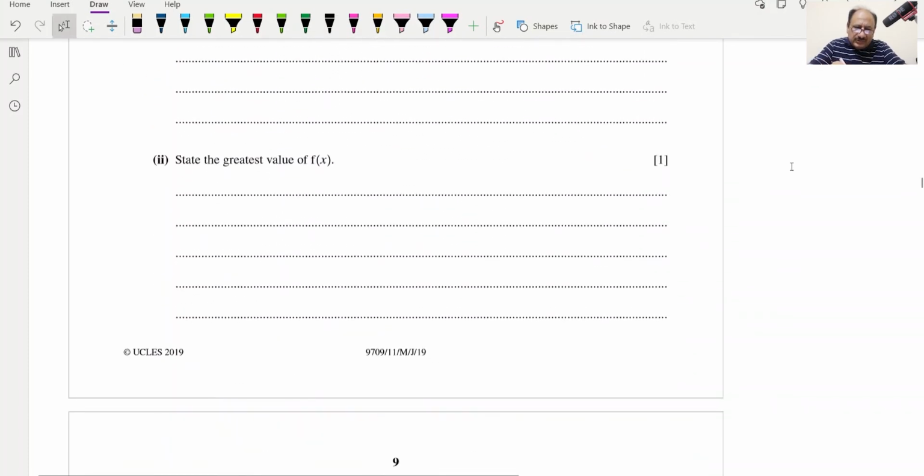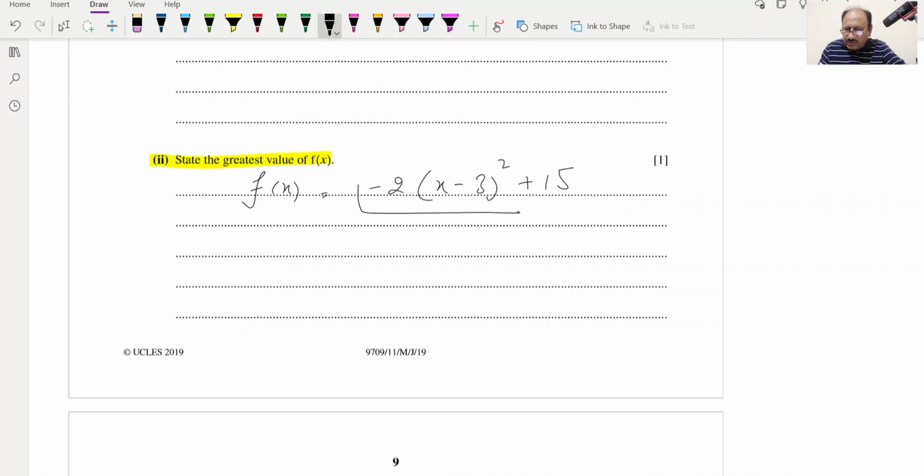Now they are saying state the greatest value of f of x, and what is f of x? f of x is equal to minus 2 (x minus 3) squared plus 15, which we just now found. The greatest value, we know this square is always plus, and multiplied by 2 will also be plus, so this part is always a positive number and it is being multiplied by a negative number, so it means that this total expression, this one, is always negative.